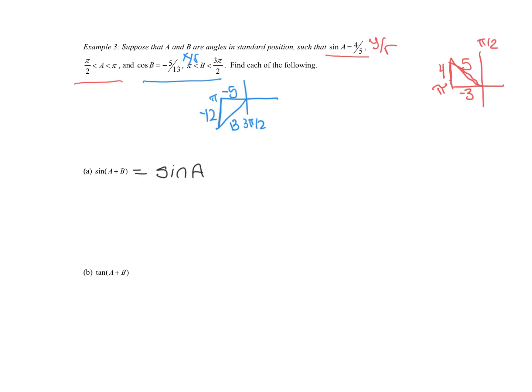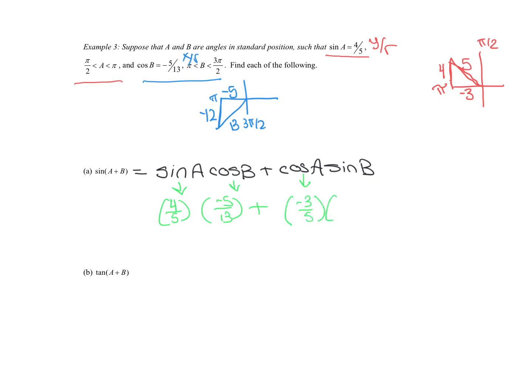This is sine A cosine B plus cosine of A sine of B. Sine of A on my A triangle is 4/5. Cosine of B, they told me, is negative 5/13, plus cosine of my A triangle is negative 3/5. And then sine of my B triangle is negative 12/13. And I forgot, I should label this. This is my A, this is my B.